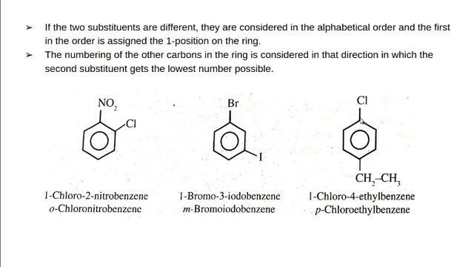In this case, 1-chloro-4-ethylbenzene. The chloro group comes first in alphabetical order, and the numbering is 1, 2, 3, 4. In this way also the numbering is the same, 1, 2, 3, 4. 1-chloro-4-ethylbenzene, that is para-chloroethylbenzene. So this is the naming of disubstituted benzenes, where the substituents are different.